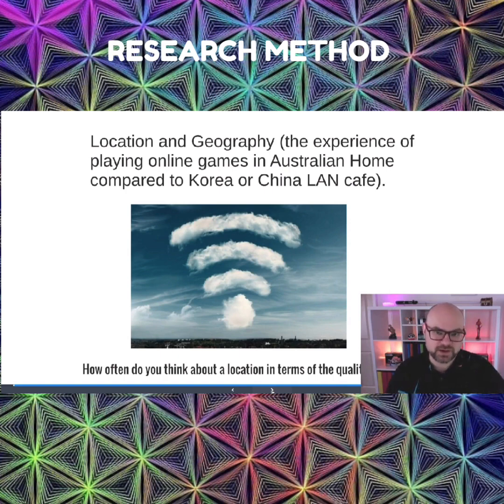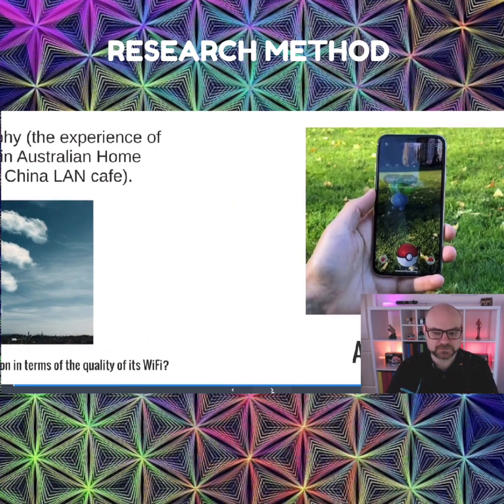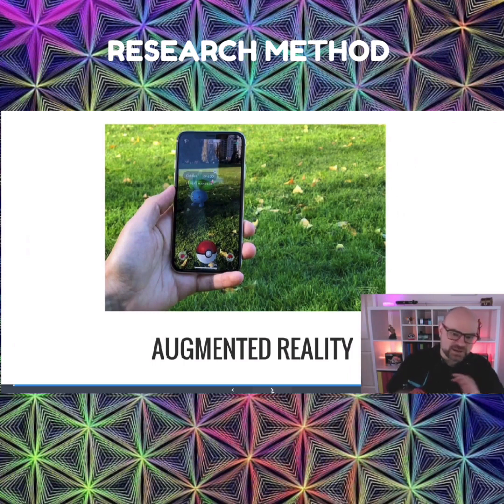But how often do you think about a location in terms of the quality of its Wi-Fi? I had students last session who were driving to Macca's to sit in the car park and use their Wi-Fi to get on Discord because their home NBN connection was really poor and they couldn't get a connection, right? So how much of your daily life is structured by the presence of a Wi-Fi signal or a mobile signal? How much of your day is actually structured by the presence of those signals? And how is your location determined by those signals?